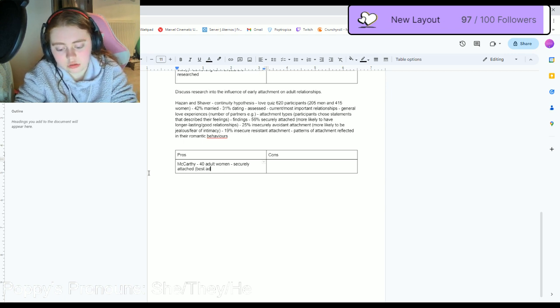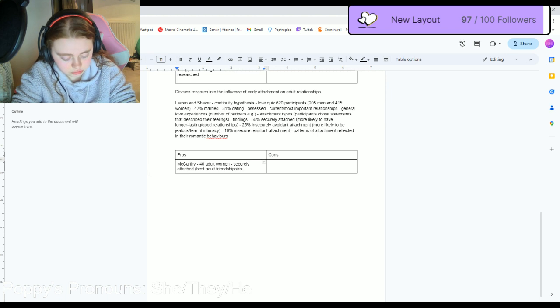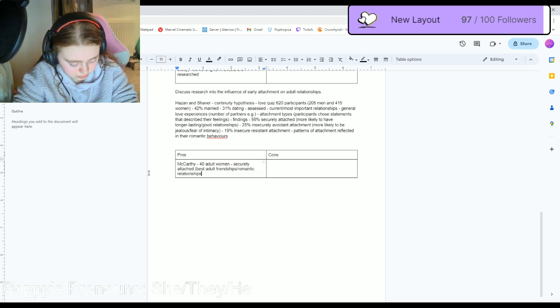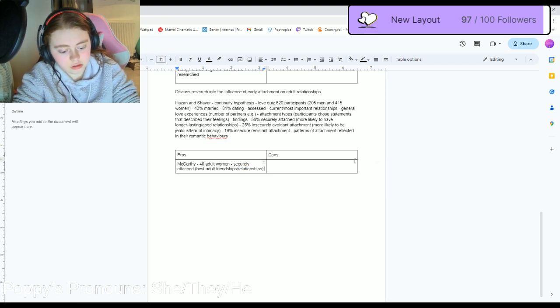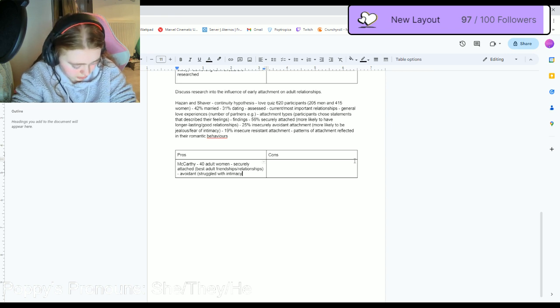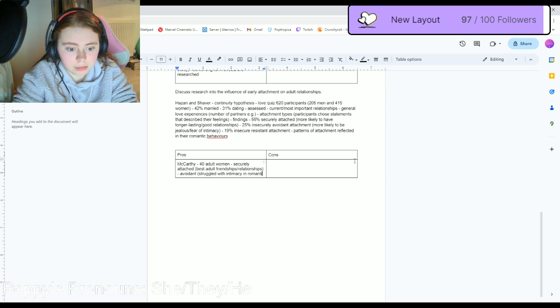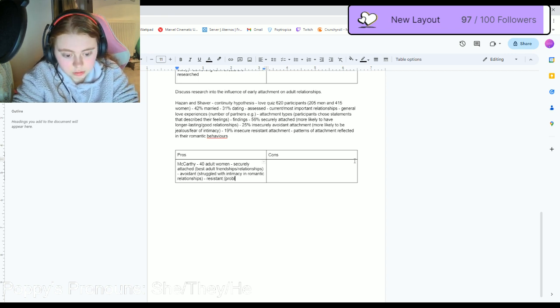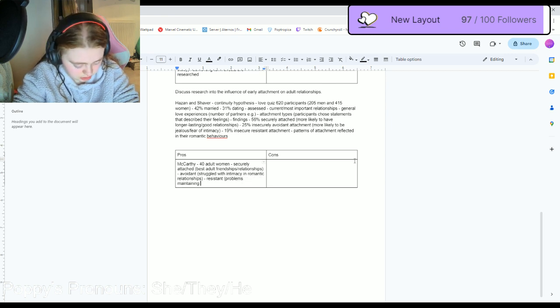Best adult friendships slash romantic relationships. I don't know why I put romantic, it just says relationships. Avoiding, struggled with intimacy and romantic relationships, and then those who are insecure resistant, problems maintaining friendships.